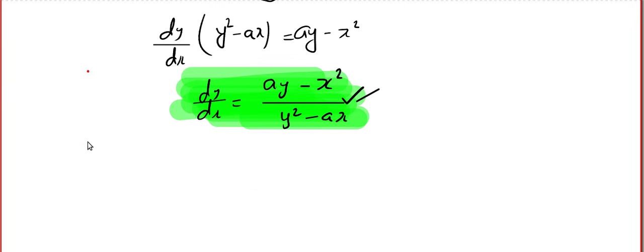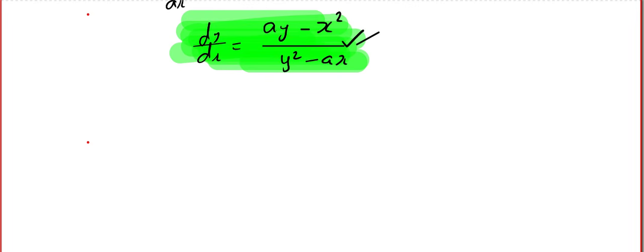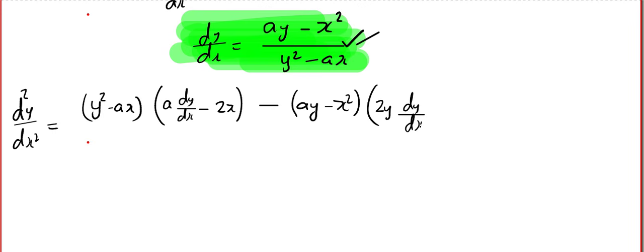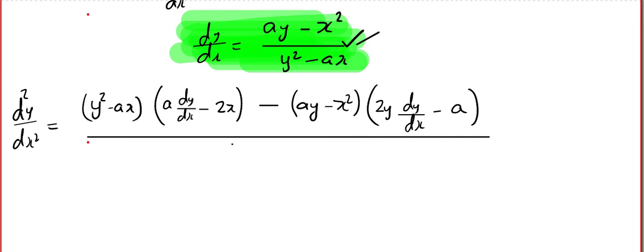Okay, now comes even harder work. We have to find the second order derivative, d square y by dx square. Start with the denominator. I want you to differentiate the numerator, a into dy by dx, minus numerator into derivative of denominator, the whole divided by denominator square.